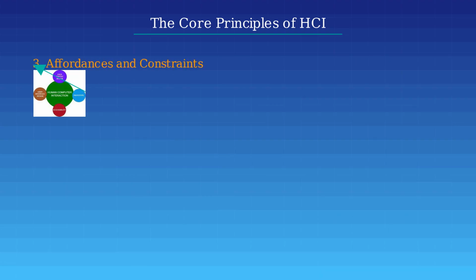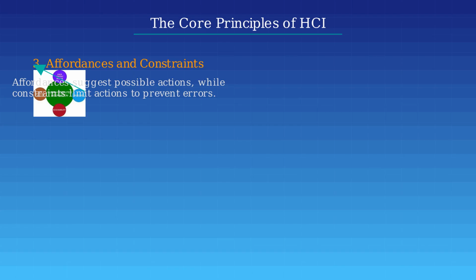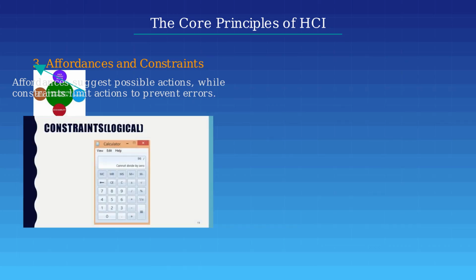The third principle covers affordances and constraints. Affordances suggest what actions are possible, while constraints limit interactions to prevent errors. For example, this calculator interface uses logical constraints to prevent division by zero, guiding users toward valid operations.